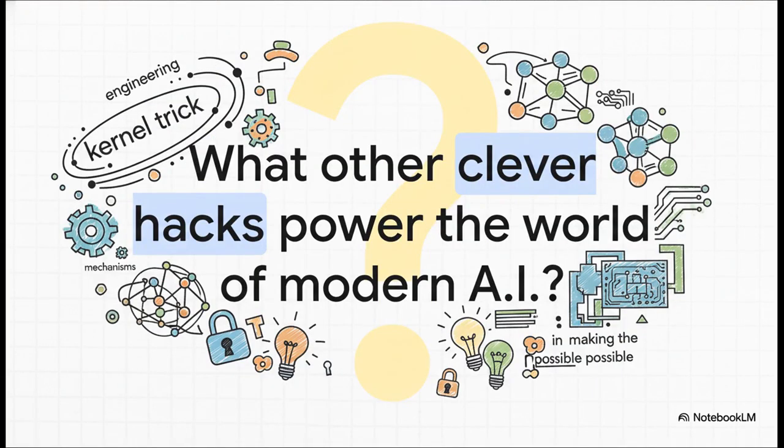And that really just leaves you with a final thought, doesn't it? The kernel trick is such a perfect example of the kind of mathematical ingenuity that powers so much of AI. It's not always about brute force. Sometimes it's about finding a clever shortcut. It really makes you wonder, what other amazing hacks like this are out there, humming away under the hood, quietly making the impossible possible in the AI we use every single day?